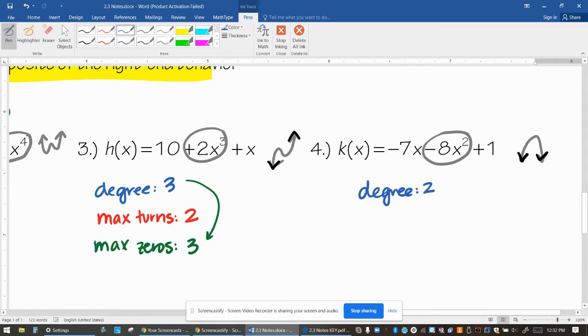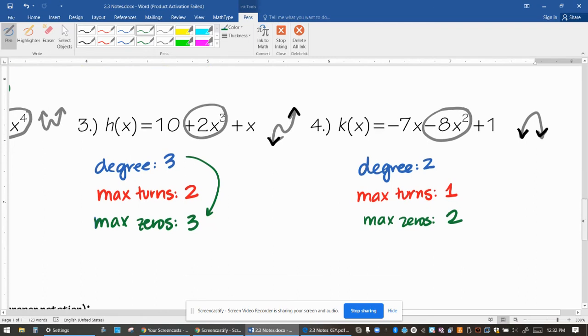The maximum amount of times that this function can switch from increasing to decreasing is 1, and the max number of zeros is 2. Parabolas cannot have more than 2 solutions. They can't intersect the x-axis more than twice.